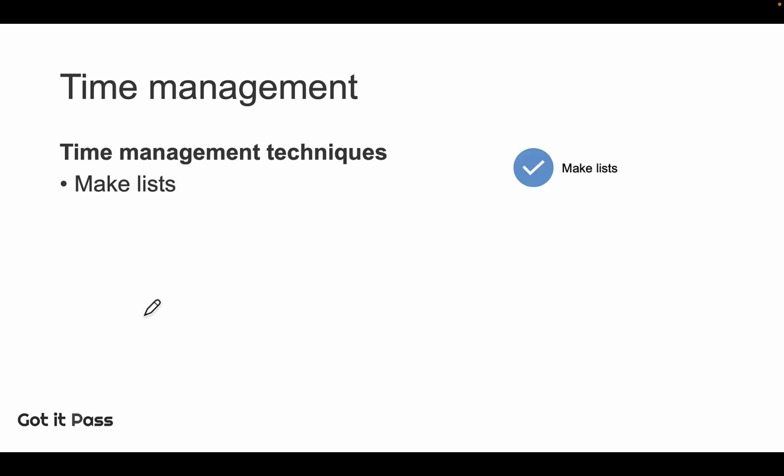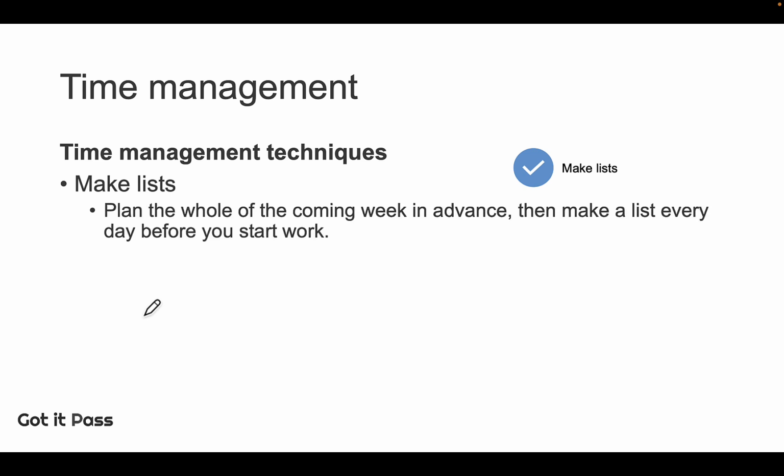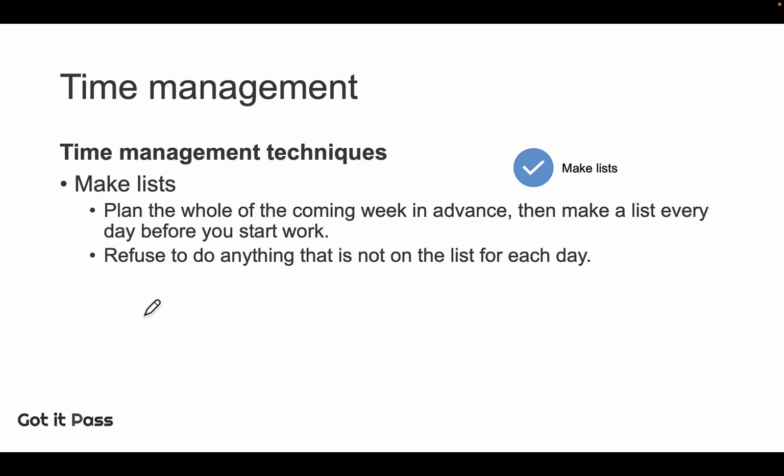So we have spend time planning and organizing, we have produce an activity log, and cost your time. All these three are time management techniques. Right now we come to the fourth technique, which is make lists. Make lists means that you plan the whole of the coming week in advance, then make a list every day before you start work. Refuse to do anything that is not on the list for each day.